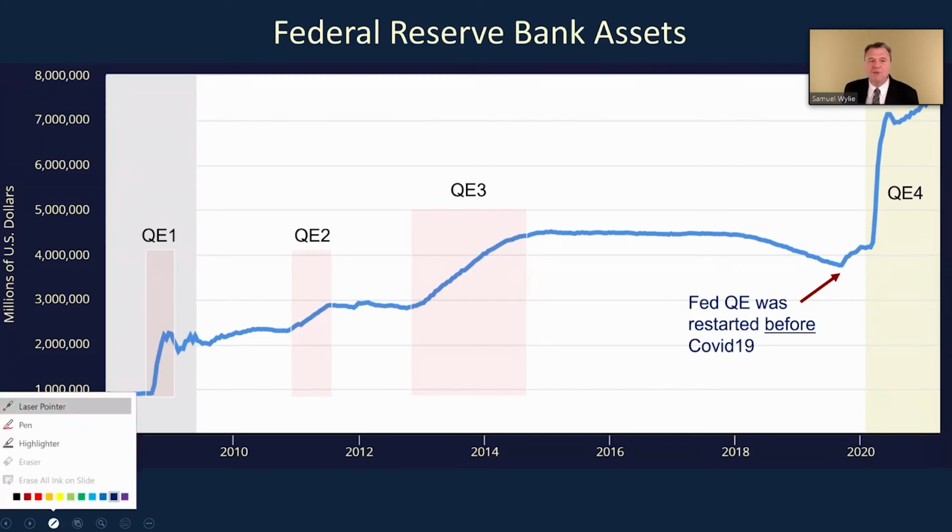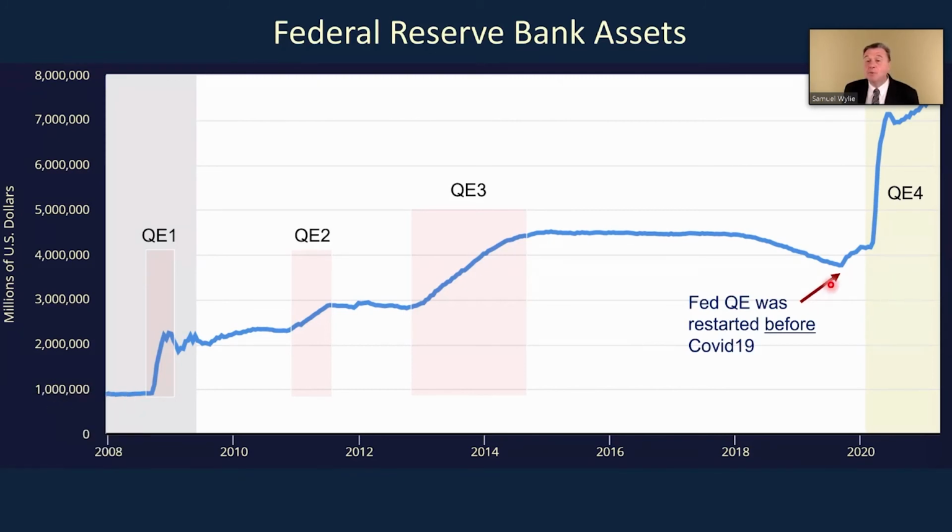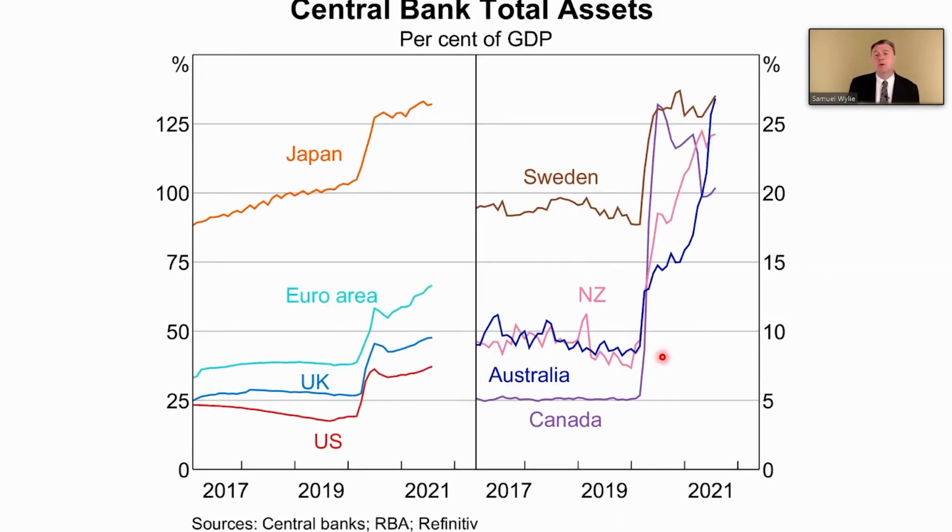Wrong. That is simply wrong. Quantitative easing was restarted before COVID-19 came along. It was restarted in 2019. And so people forget what was going on immediately before COVID-19, and that's what we go back to after COVID-19. So we need to put ourselves into that context.